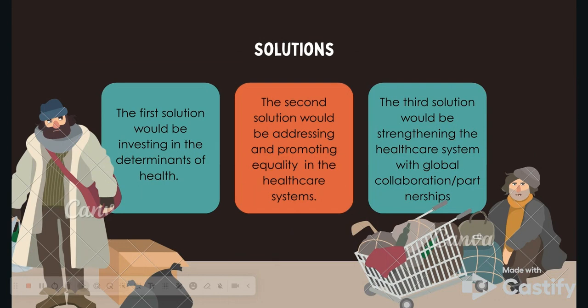The third solution would be strengthening the healthcare system with global collaboration and partnerships. If we can improve access to different types of equipment needed in healthcare and improve the workforce, then there would be a better system. The best way to improve the healthcare system would be collaborations. The countries that are developed and have a good system can help the poorer countries develop their systems. They can share information, resources, and different practices that they use to make healthcare the best.